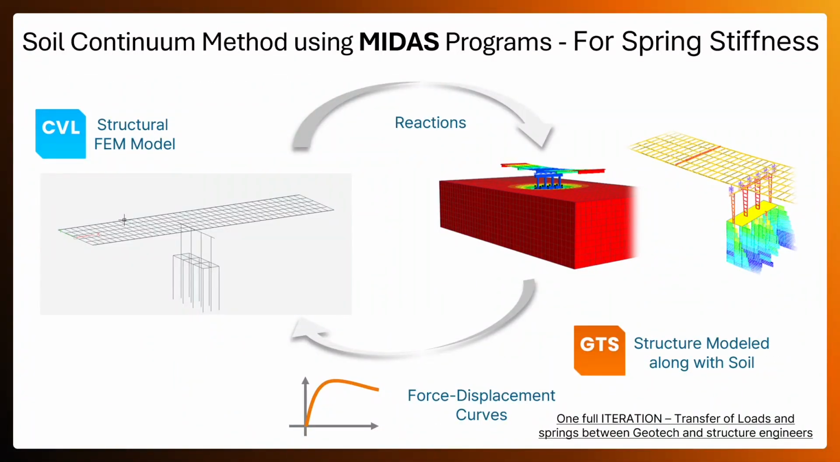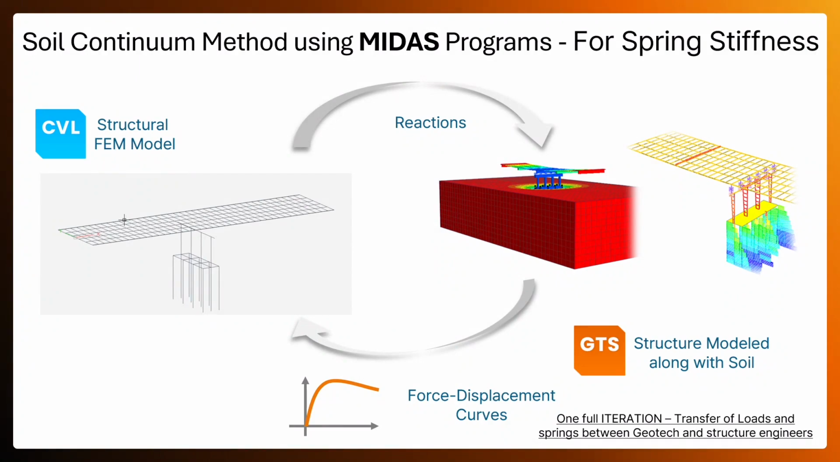So the general methodology when coming to the initial soil structure interaction problem is, as we had seen earlier, you import the MXT file along with the reactions into GTS NX, and you model the ground along with the other geotechnical conditions, and the force displacement curves after the analysis has been run in GTS NX are taken back to Civil. So this is an iterative process. One full iteration consists of the transfer of loads and springs between the geotechnical and the structural engineers.